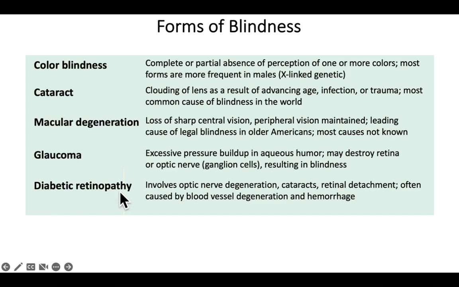There's a lot of problems there. Optic nerve can degenerate. You can get cataracts formation, retinal detachment, hemorrhaging, and blood vessel degeneration. So those are some forms of blindness.